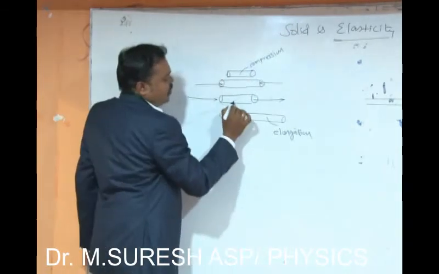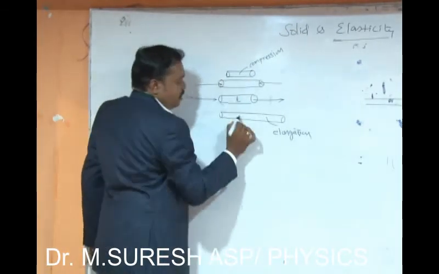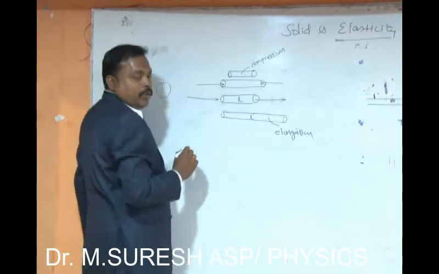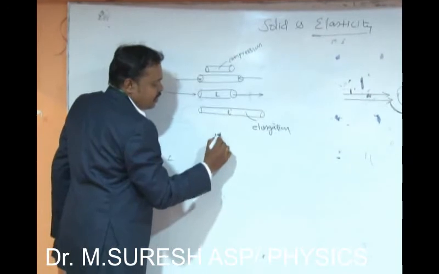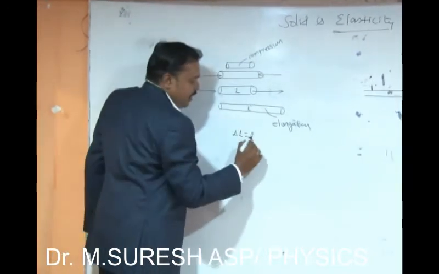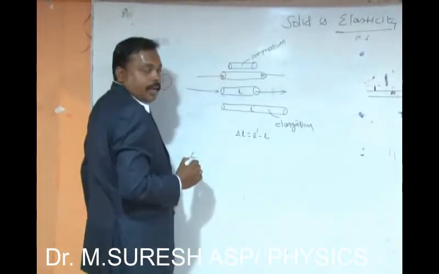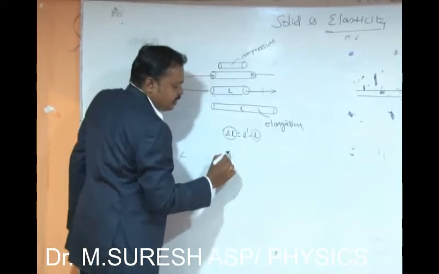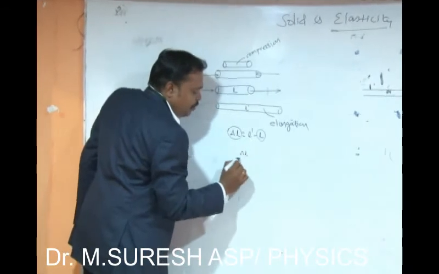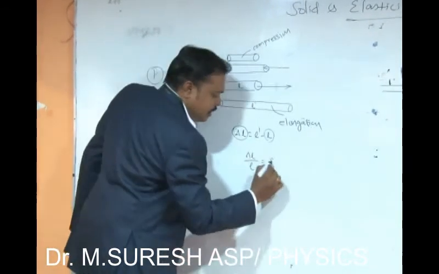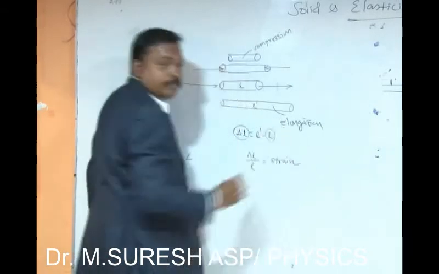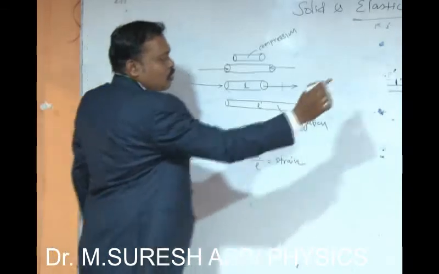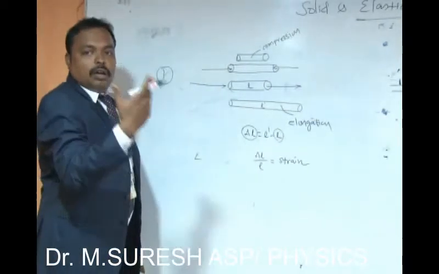So the initial length of this rod is say L, and after the force is applied, the new length of this rod is L prime, which means the change in length is delta L. So that is L prime minus L. Right? So the ratio between the change in the length to the original length, that is delta L by L, is called strain. For small deformations, these two, stress and strain, are proportional to each other.